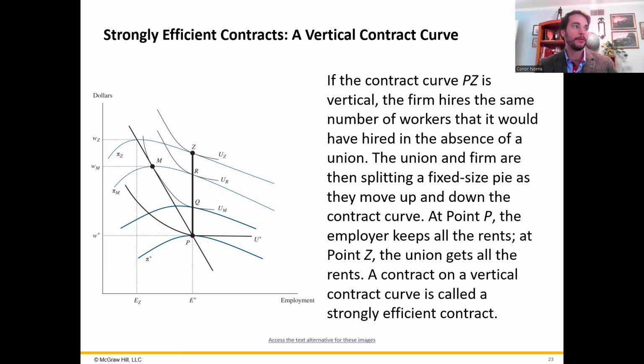As they move higher up this curve towards point Z, the union is going to capture more and more of those profits. And all the way at point Z here, the firm is going to break even. Remember, the textbook defines point Z like this curve is the break-even point. So as they reach that point, the firm breaks even, and the union is able to capture all the profits. Anywhere in between, point R, point Q, anywhere on this line, the firm is going to capture some, and the union is going to capture some.